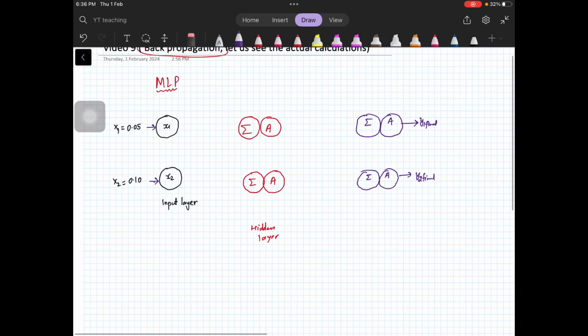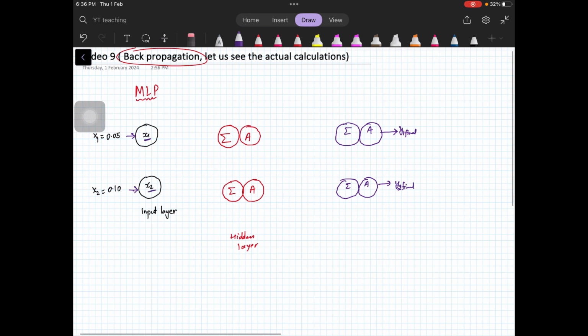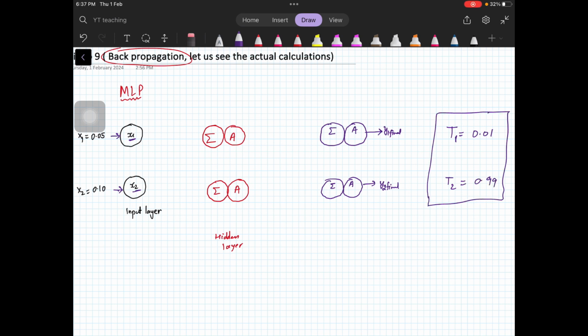Because we already know, corresponding to x1 and x2, this is your training data, so you already have your targets. You wanted your t1 to be 0.01 and t2 to be 0.99. So these are your expected outputs. Fine, I hope this is clear.